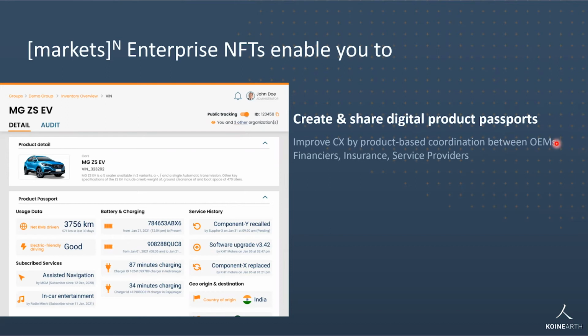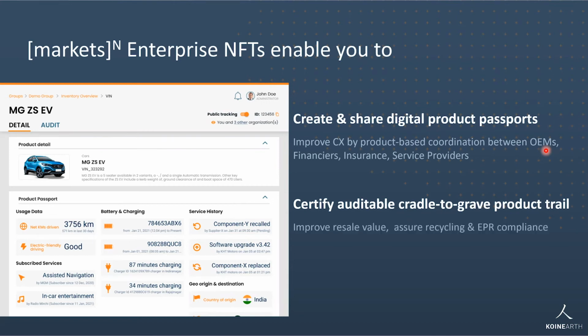So for example, in the case of the automobile industry, the product passport can enable sharing of product specific data between manufacturers, financiers, insurance providers, and service providers. Right? So bringing a lot of transparency, visibility, and improving the customer experience. The second thing that the product passport can be used for is to create a certified auditable trail of the history of the product from the cradle to grave. Why is this important? Well, for one, it improves the resale value of the vehicle because once you have an authentic history of the vehicle, its resale value increases and in turn the total cost of ownership decreases.